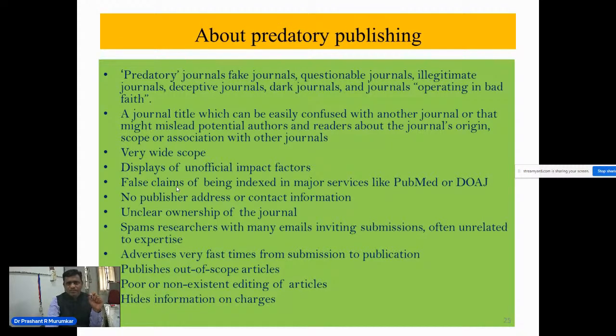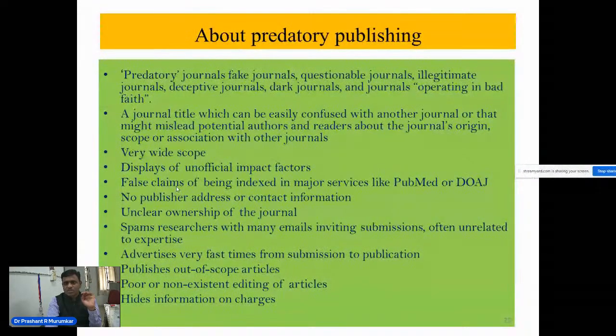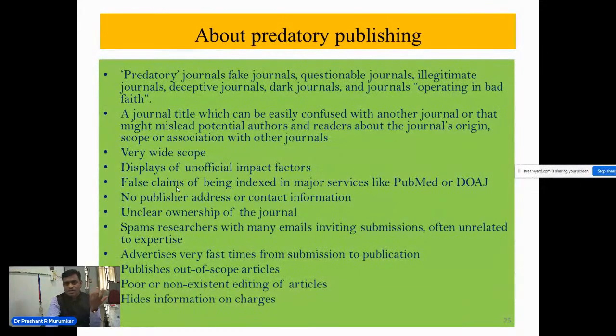The journal title can be easily confused with a similar, most popular journal. They will come up with a similar title with a slight change. So there will be a journal title which will be confusing with another important journal, that might mislead potential authors and editors about the journal's origin, scope, or association. And if you try to contact the journal, you won't find any contact details there. So that's how you can easily find out whether it is a predatory journal or not.